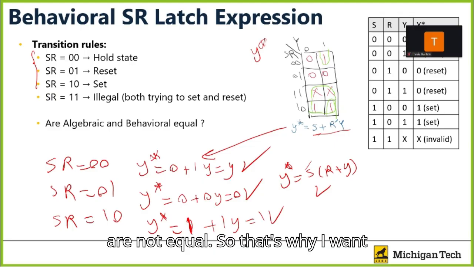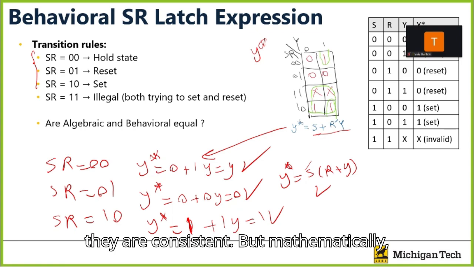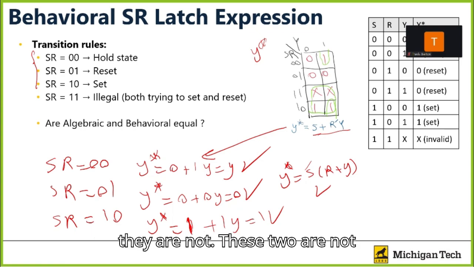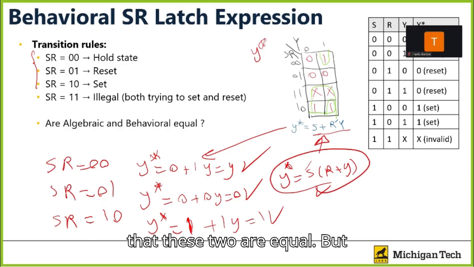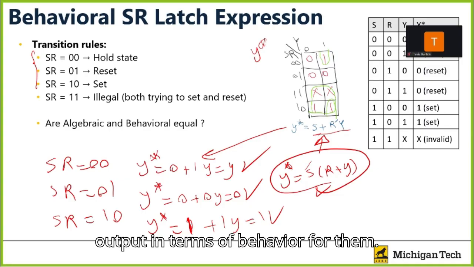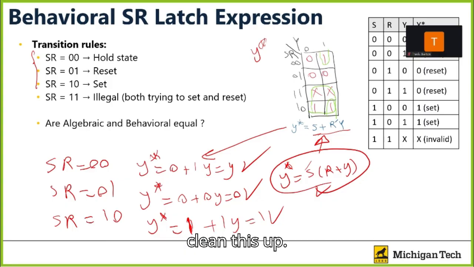So that's why I want to mention that for some asynchronous circuits, the behavior view and the algebraic view are not equal. They are consistent, but mathematically they are not. These two are not mathematically equal, so you can't prove that these two are equal. But you can write the same output in terms of behavior for them. Okay, let's do more examples. Let's clean this up.